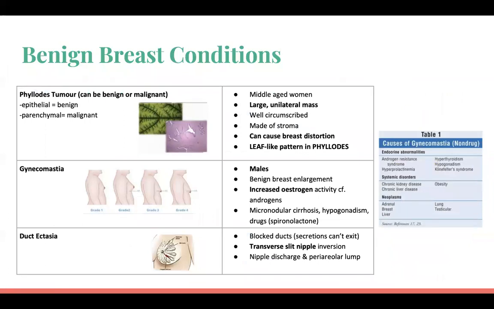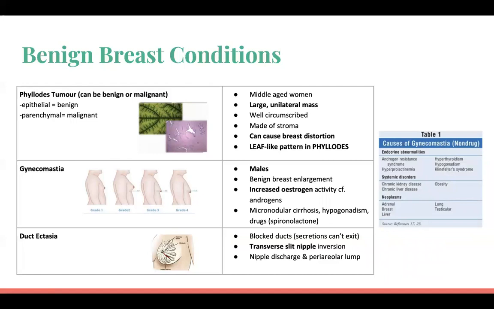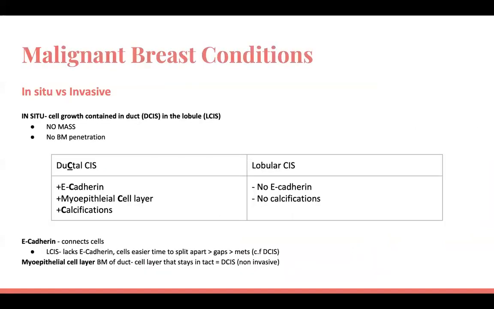Another benign breast condition is Phyllodes tumor. Phyllodes tumor has a typical leaf-like pattern, but it can also be malignant, though typically benign. So Phyllodes is leaf, and gynecomastia is increased breast growth in a male. The most common drug implicated in that is spironolactone, so an important adverse effect to know. And ductectasia is another condition listed there, which I don't think is as important.